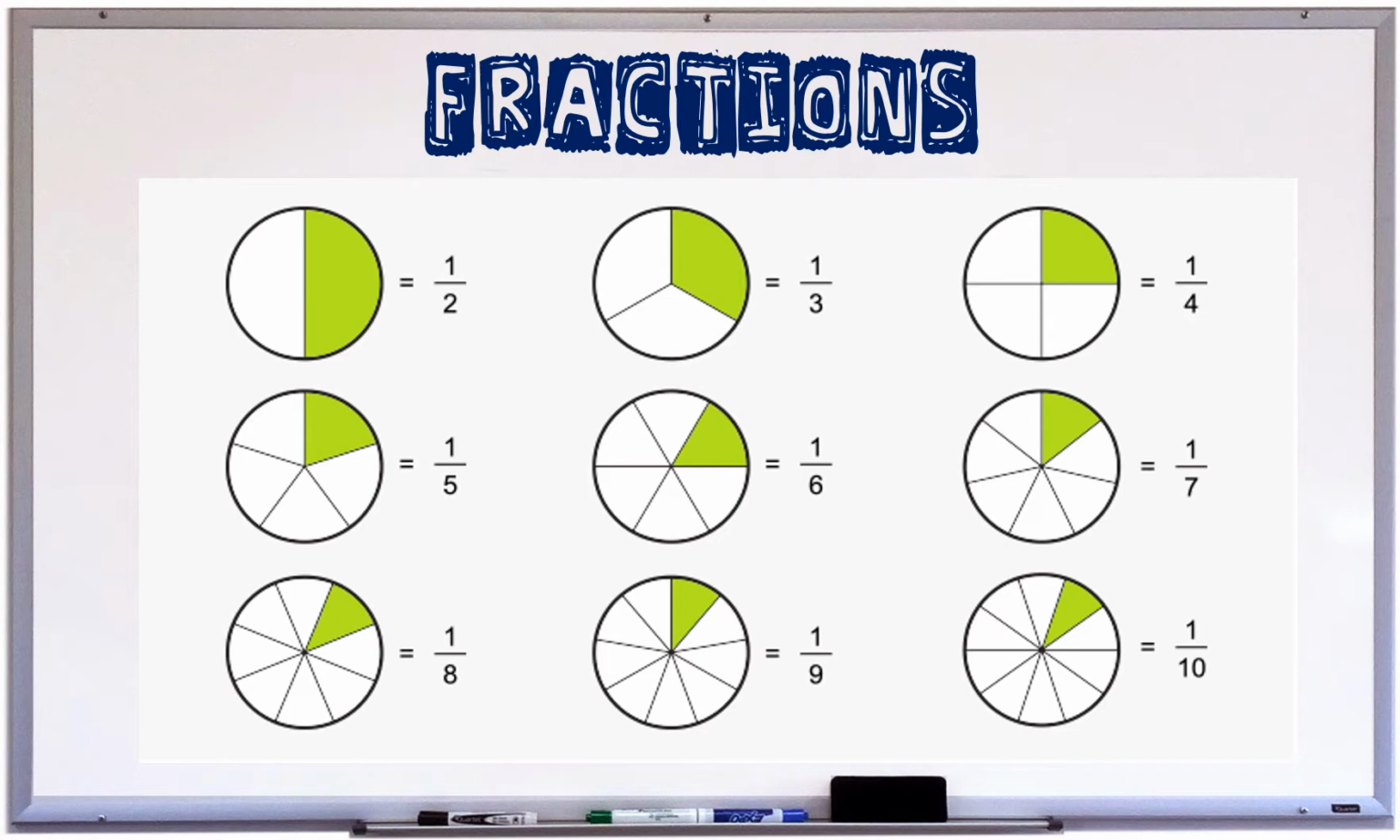With 1/2, I need 2 halves to make a whole, 2 2s. With 1/3, I need 3 thirds to make a whole. Can you see the pattern? How many 9ths do I need to make one whole? How many 7ths? Can you tell me?